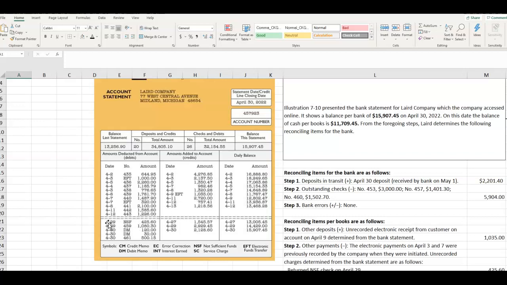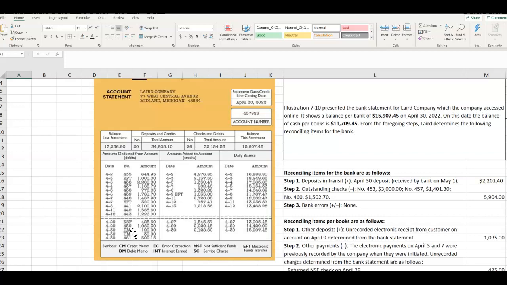NSF, you see, is not sufficient funds, is what it stands for. We got a check and received it from a customer. Think about the debit there. We would have debited cash and credited accounts receivable. So this has come back to us. That check got to their bank, and their bank said there's not enough money to cover it. So we need to reverse that entry. We're going to credit cash and debit accounts receivable for this amount for that guy's account, whoever that is.